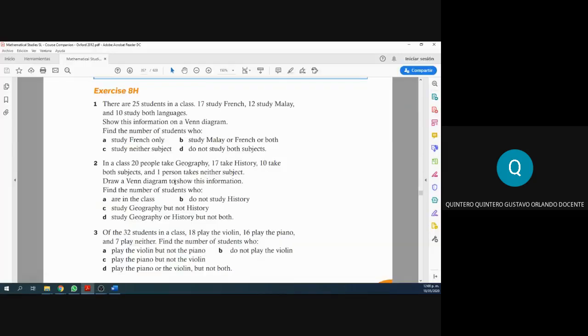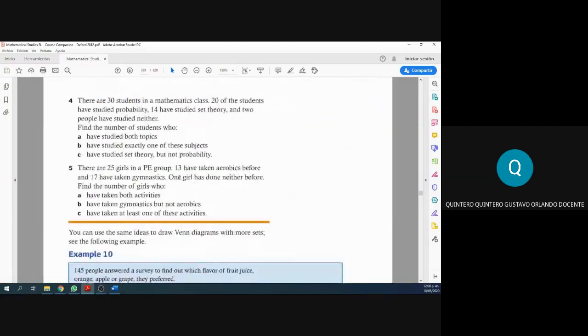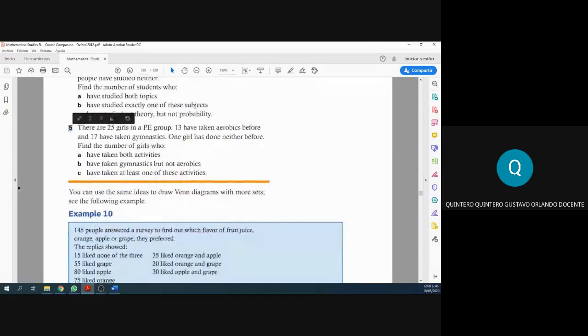All right. Let's go with the last one. Question number 5. Where is this thing? The book. There we go. Question number 5. This one. I'm talking about this one, number 5. All right.